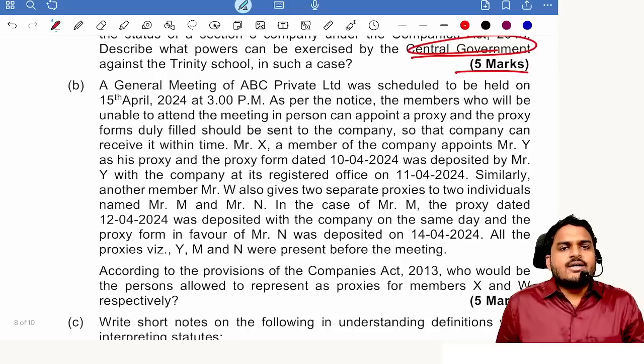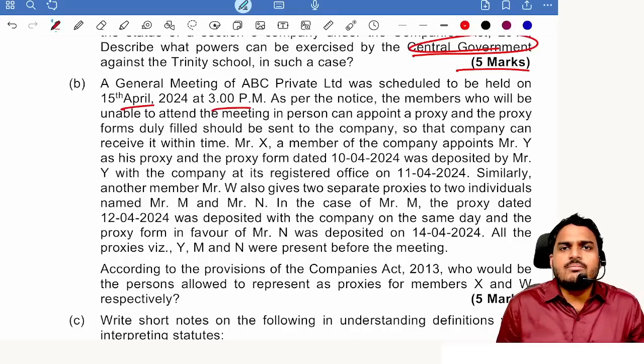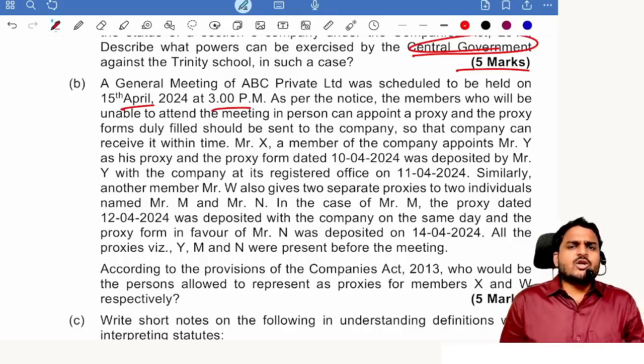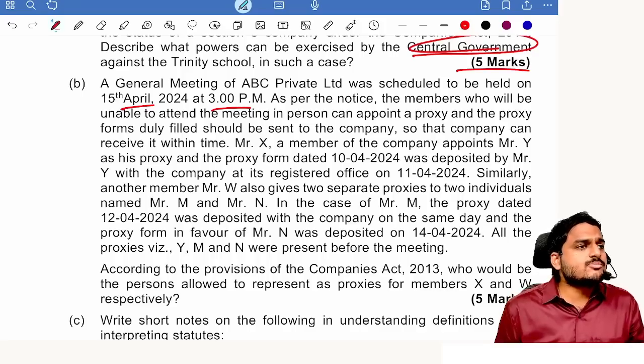Next. A general meeting of ABC Private Limited was scheduled to be held on 15th April 24 at 3 p.m. 15th April is not a national holiday, and 3 p.m. is within business hours. As per the notice, members who will be unable to attend the meeting in person can appoint a proxy, and proxy forms duly filed should be sent to the company. How many hours before the meeting?